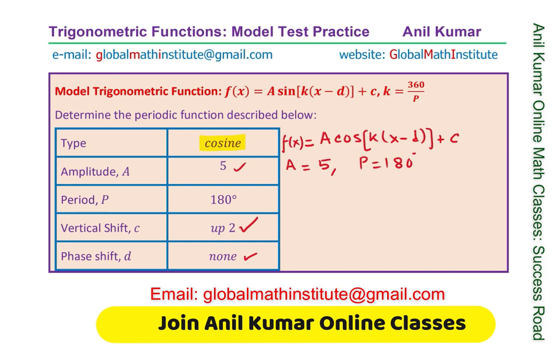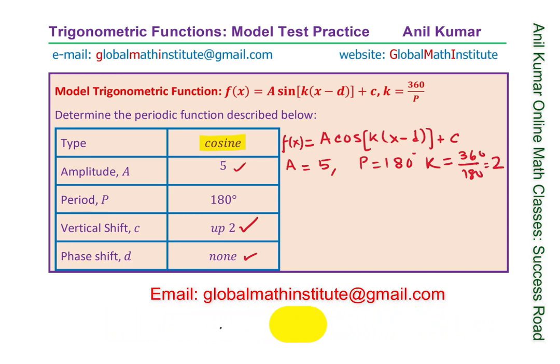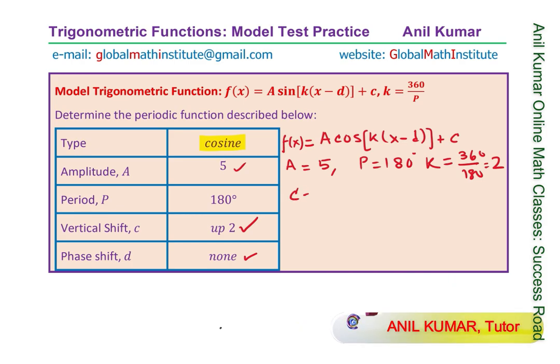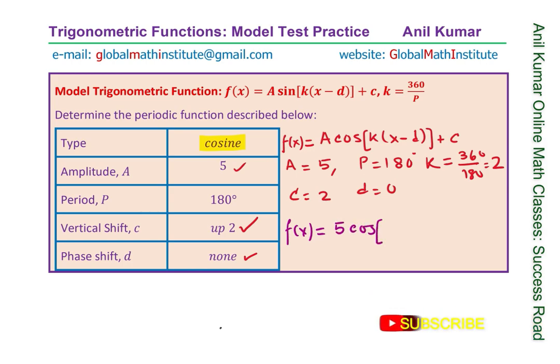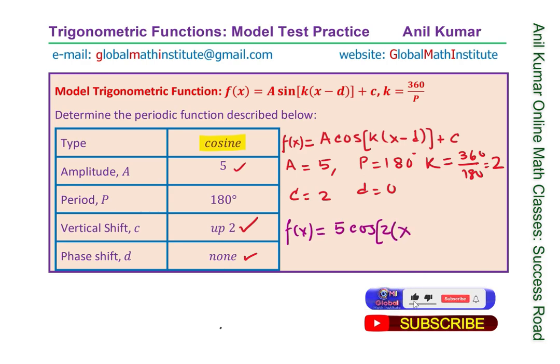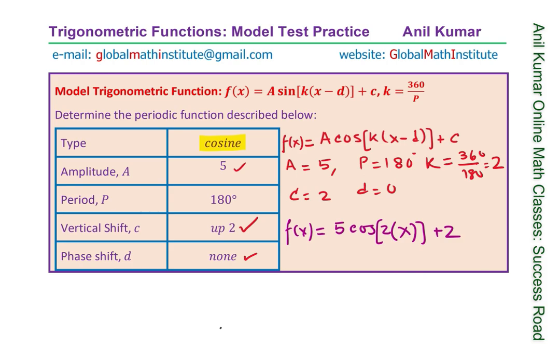So now when period is given to us as 180 degrees, we can find the value of K as 360 over 180, and that is 2, correct? So the value of K is 2 for us straight away. C is 2 up, means plus 2, and D is none, that means D is 0. So therefore, now we get the function which can now be written as f of x equal to the value of A being 5, right? Cos of K is given to us as 2, x minus D, D is 0, right? Plus C, which is 2. Makes sense? So that is how you can write the model for the given data.